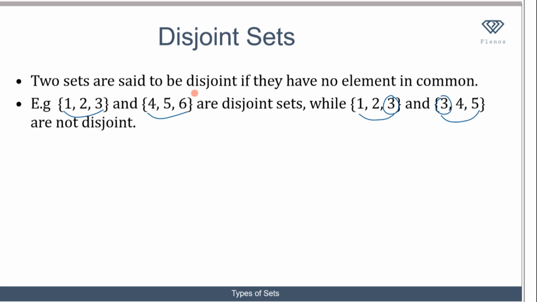So this pretty much sums up the types of sets that we have, and in the next module we'll be looking at how to perform set algebra.